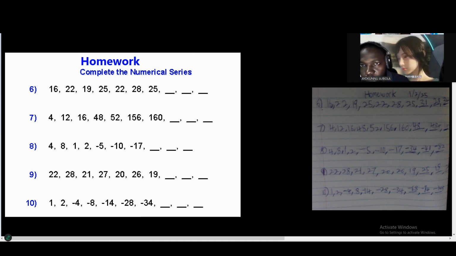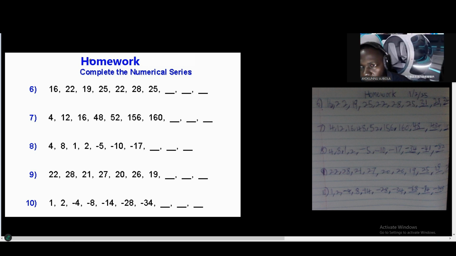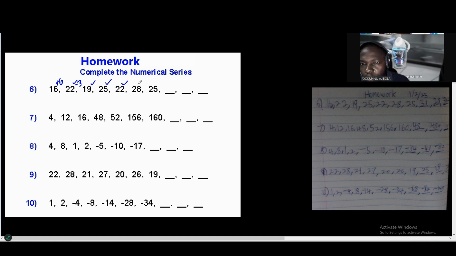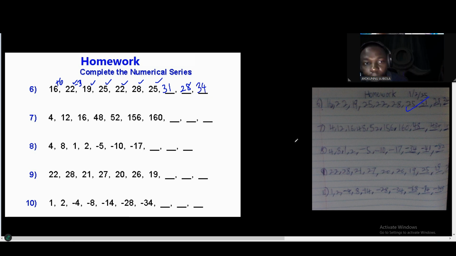Yeah. So that means if you add 6 to 16, you get 22. And if you take 3 away, you get 19. Then plus 6 again, minus 3, then plus 6, then minus 3, then plus 6 should be 31, 28, and 34. That's correct for the first one.